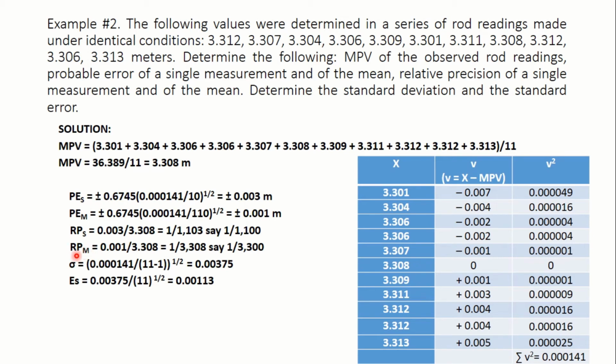So, mag-figure ako. Ito, relative precision of the mean. So, ito naman gagamitin natin, then makukuha natin yung relative precision. Again, unity ang numerator. I-round off natin yung denominator.